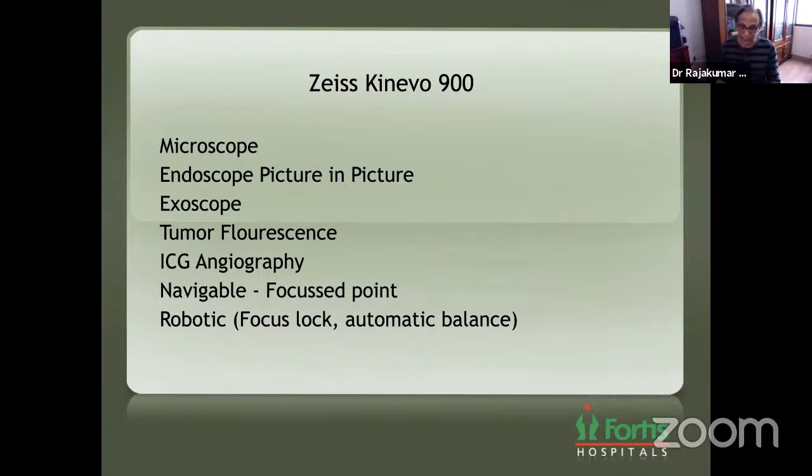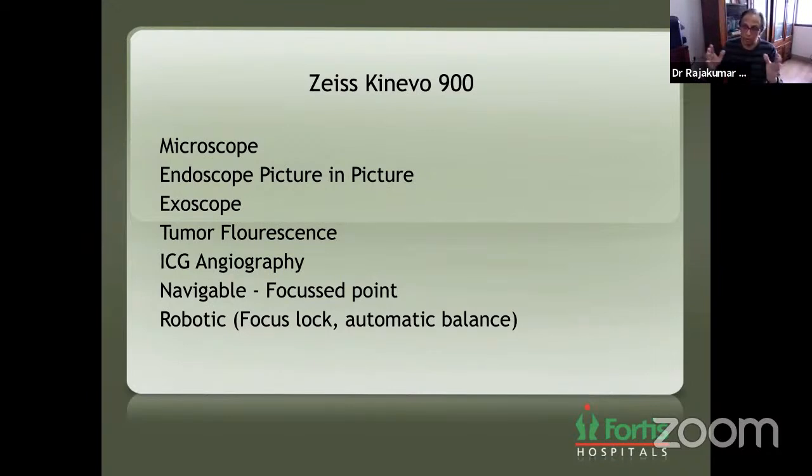One of the other advantages is it has a robotic automatic balance. You just press a button, the whole thing adjusts itself. There is a focus lock. For example, if you want to focus on an area and you want to move the microscope anywhere else, the focus doesn't change. So many new things are coming in. And I think these are the advantages a surgeon starts using.